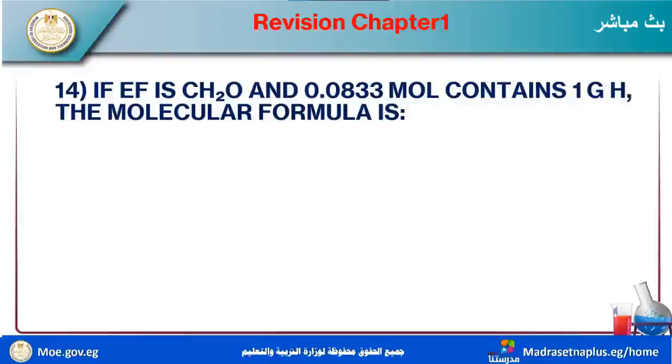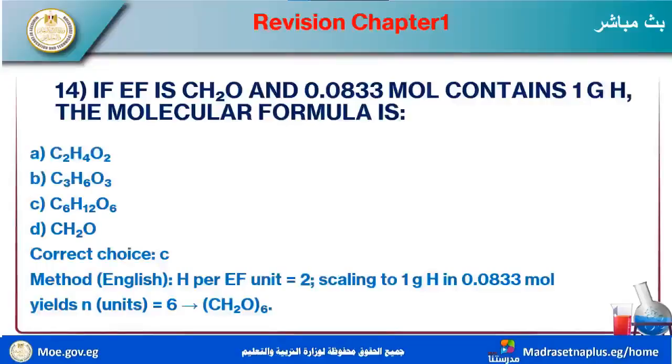this is the empirical formula CH2O, and 0.0833 moles contains 1 gram of hydrogen. You want to predict the molecular formula by using the empirical formula. If you know we have 1 gram of hydrogen, you must predict the other.